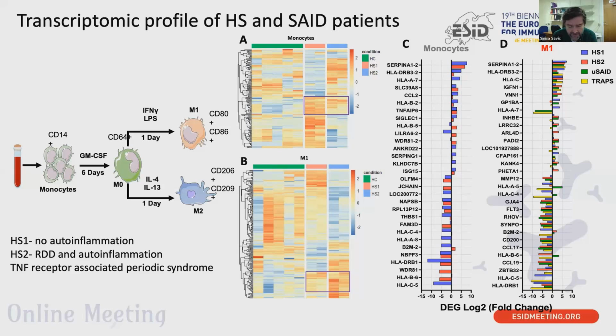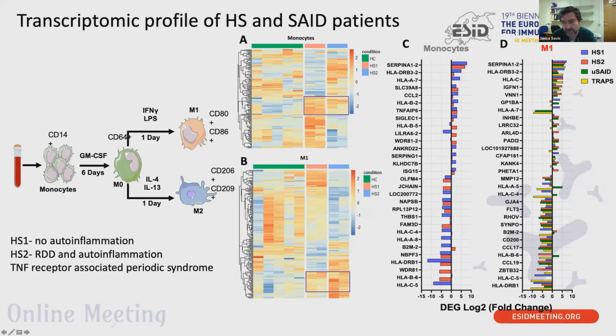Figure A shows heat maps that were generated using a pairwise comparison of gene expression between healthy controls and H syndrome patients. H2 is the one, as I said, with inflammatory complications. As you can see, the heat map shows significant differences between the healthy controls and H syndrome patients when you look at the monocytes and M1 macrophages. There's also a difference between the H1 patient as well as H2, the one with autoinflammatory complications.